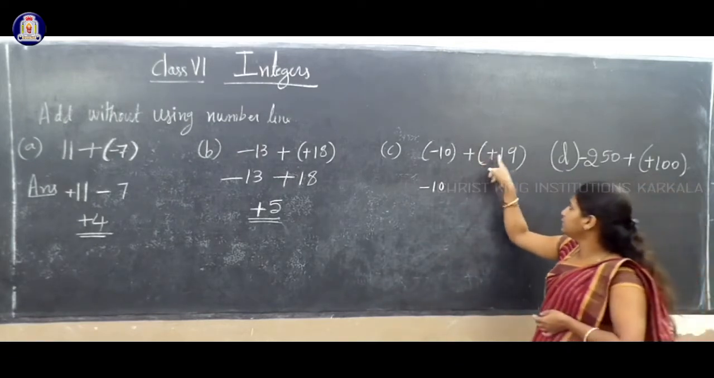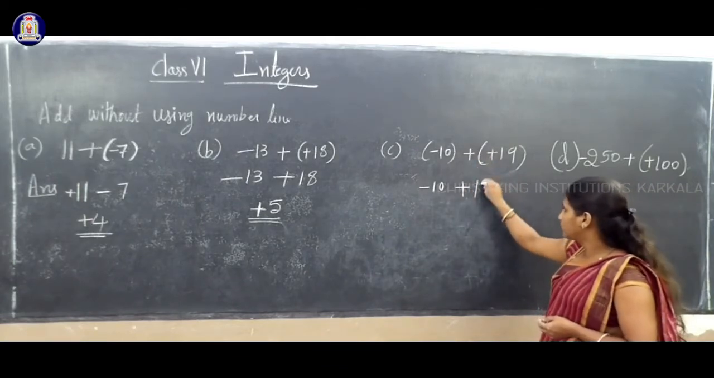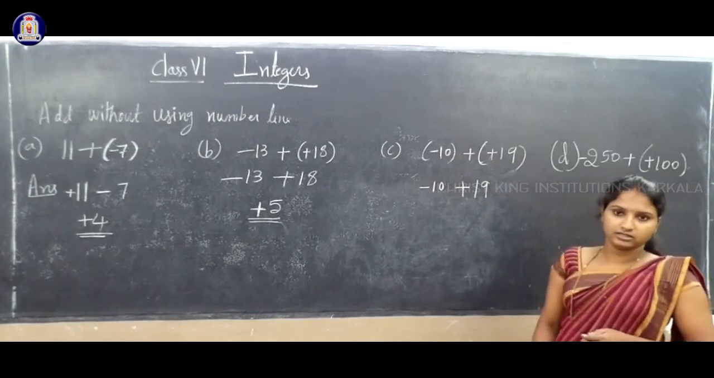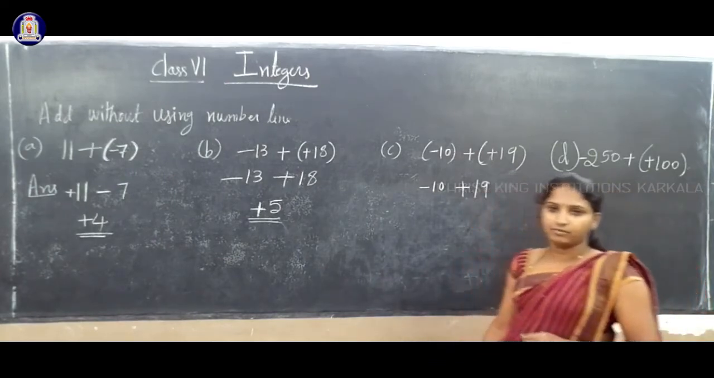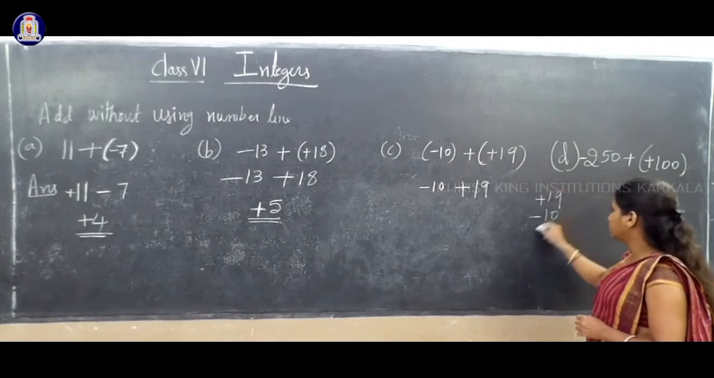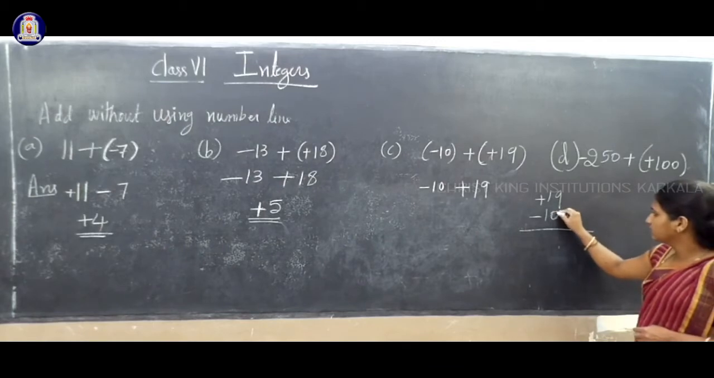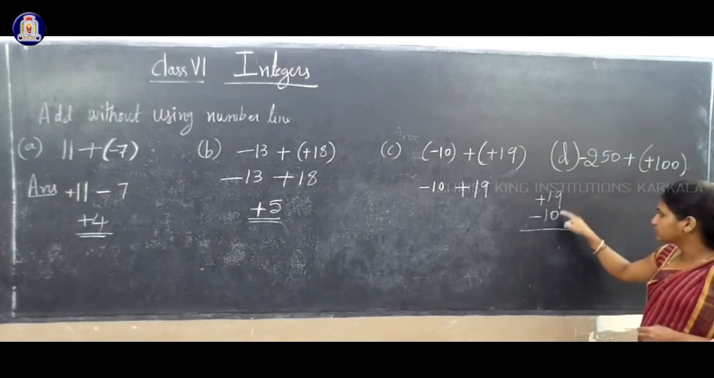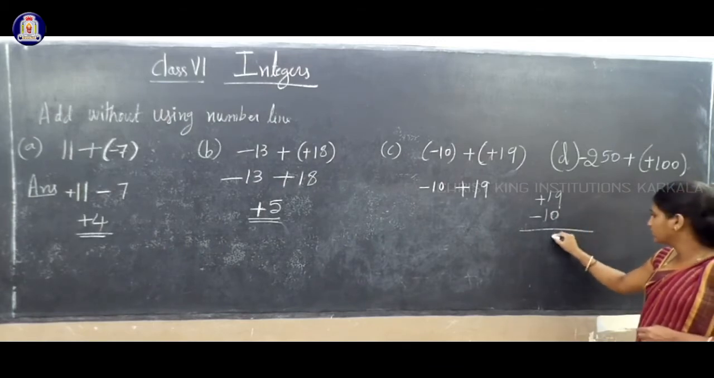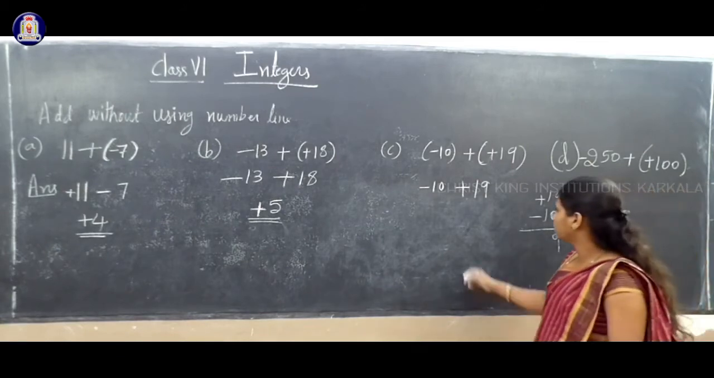So plus into plus, plus into plus, plus. So write the number 19. Clear? Minus 10 plus 19. If you want, you can do the calculation like this. 19 plus 19 minus 10. So 9 minus 0 is 9. So what is 1 minus 1? 0, isn't it?